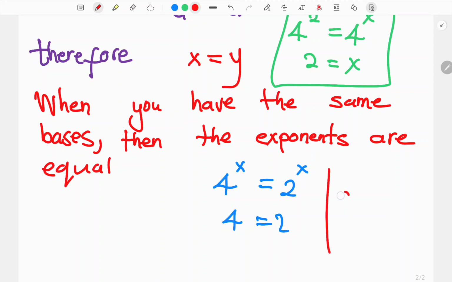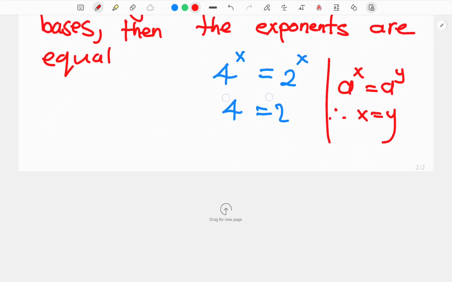Understand how the law works. The law says that if a to the power of x is equal to a to the power of y, then x is equal to y. So x and y could represent anything, but you need to understand that the bases are the ones that can be the same, not the exponents. I hope that makes sense. So let's move on to the next law, and then we'll unpack this further.